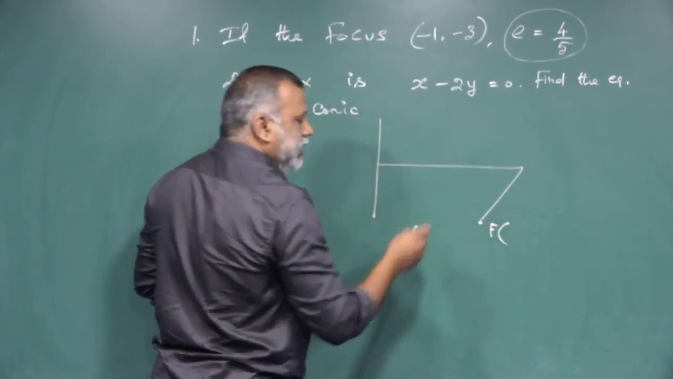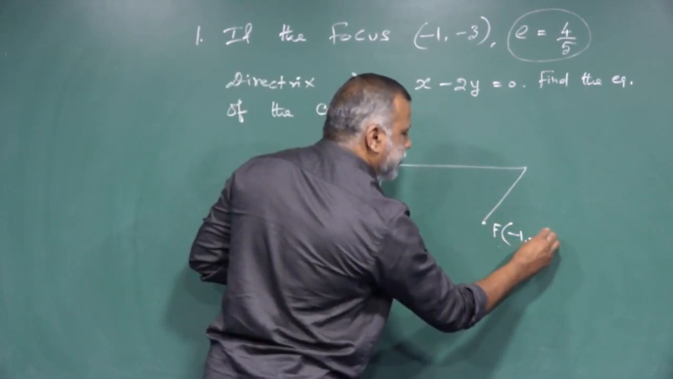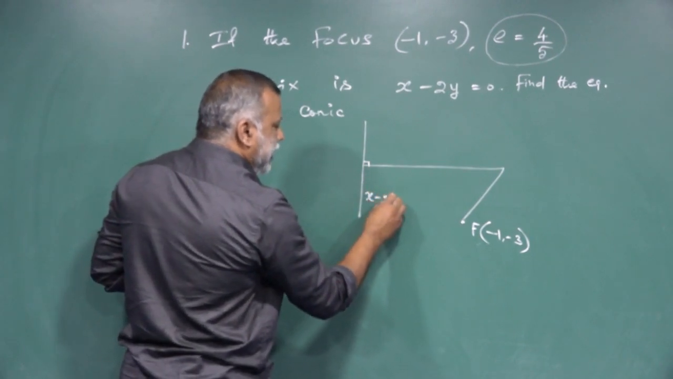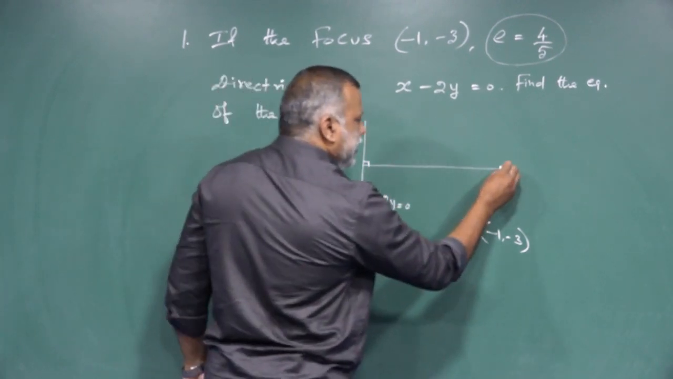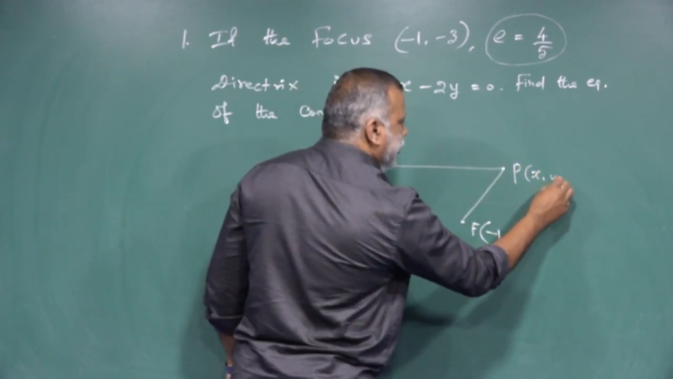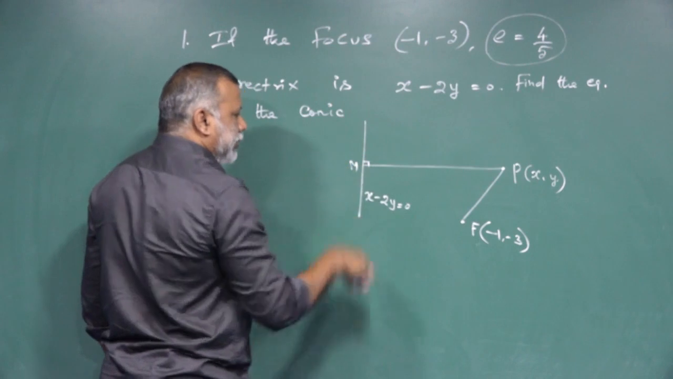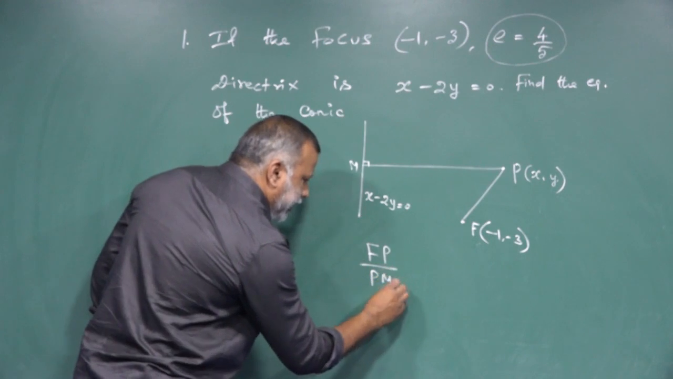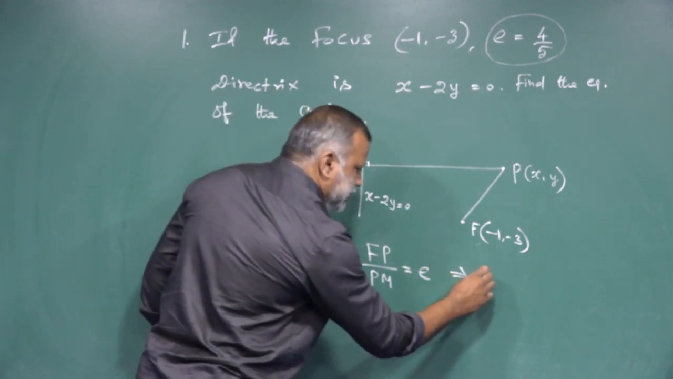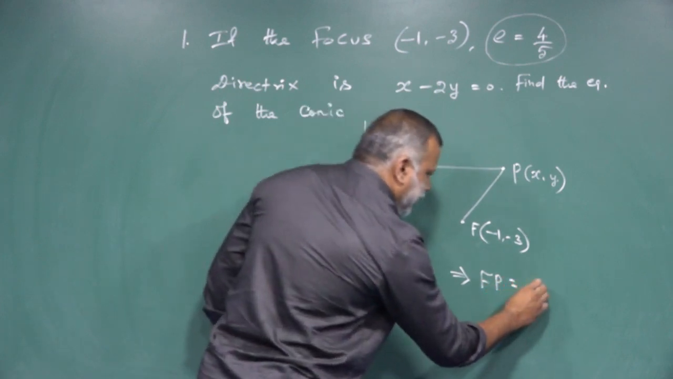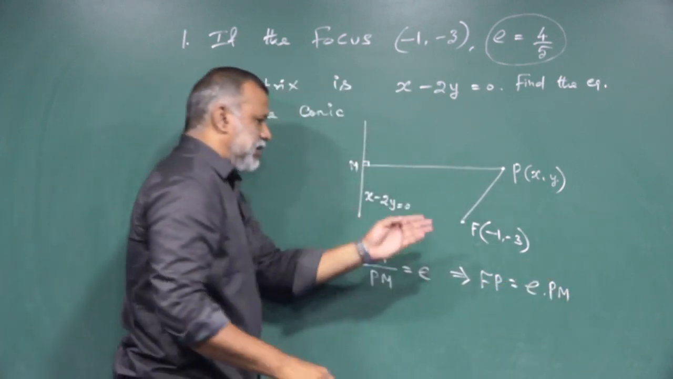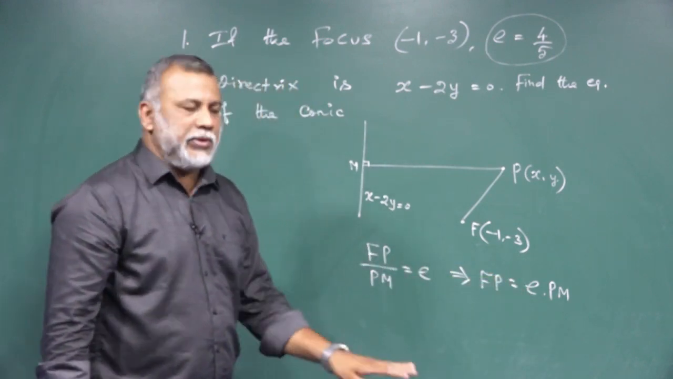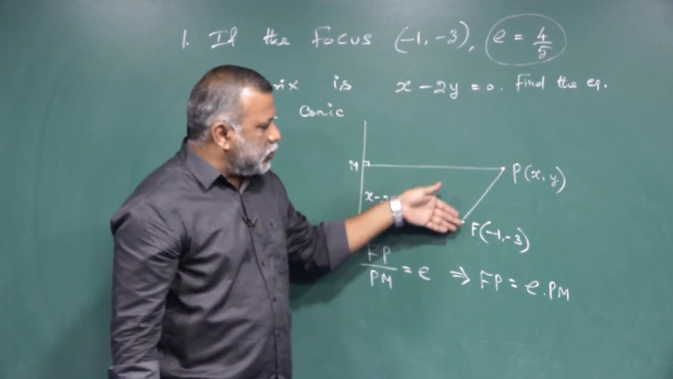From this basic definition, we can say the focus is minus 1 comma minus 3 and this is the directrix. The equation of the directrix is given, x minus 2y equal to 0. Then this point P is always x comma y. It is a moving point. From this we are able to work out PM. From this basic definition, we know that FP by PM equal to E. Then we can write FP equal to E into PM, by cross multiplying. From this diagram, we are able to work out FP.